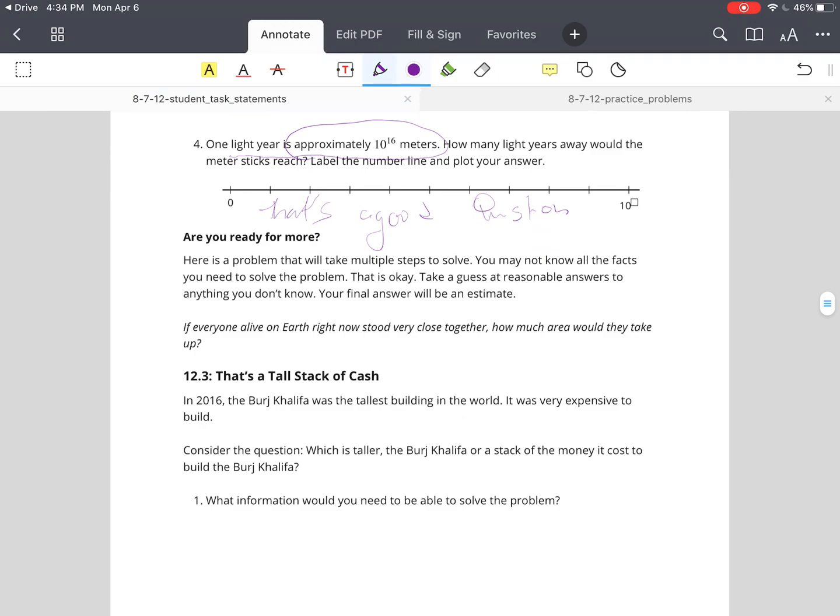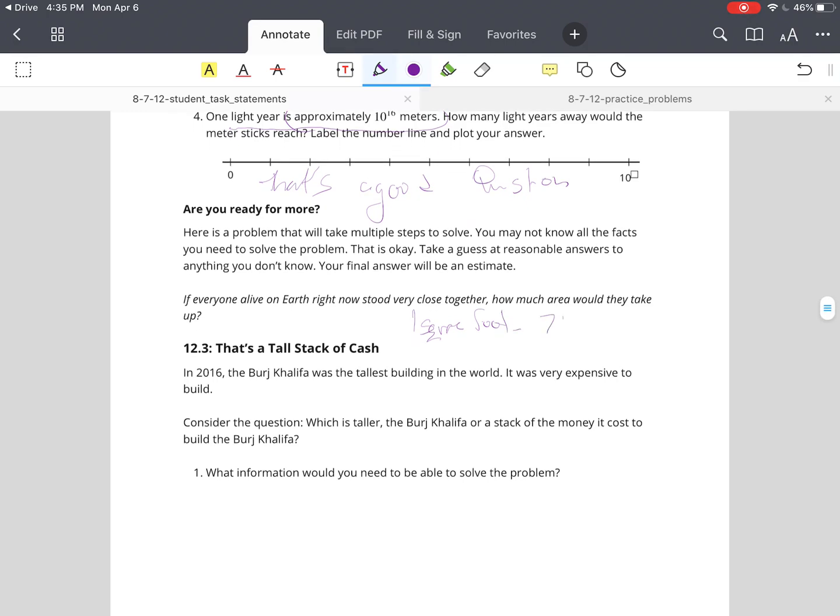So here's a problem that will take multiple steps to solve. You may not know all of the facts you need to solve the problem, but that's okay. Take a guess at a reasonable answer to anything you don't know. Your final answer will be an estimate. If everyone alive on Earth right now stood very close together, how much area would they take up? If you think about it, each person takes about 1 square foot. And you know how many people exist on this Earth? About 7 billion people. So my guess would be 7 billion square feet. It's a lot.